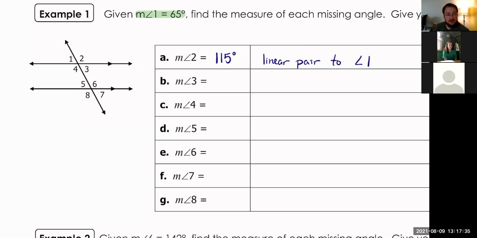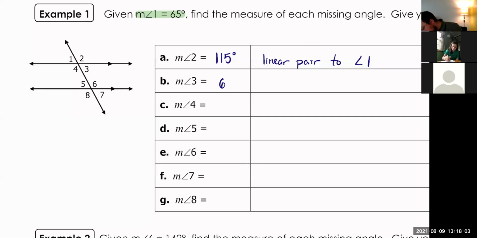I would say it's 65 degrees because they're vertical angles. What are vertical angles? Angles 3 and 1 could also be defined as vertical angles. So whichever of those two processes you want to use, subtracting 115 from 180 because 2 and 3 are linear pairs, or saying 1 and 3 are vertical, you're still going to get the same result of 65 degrees.